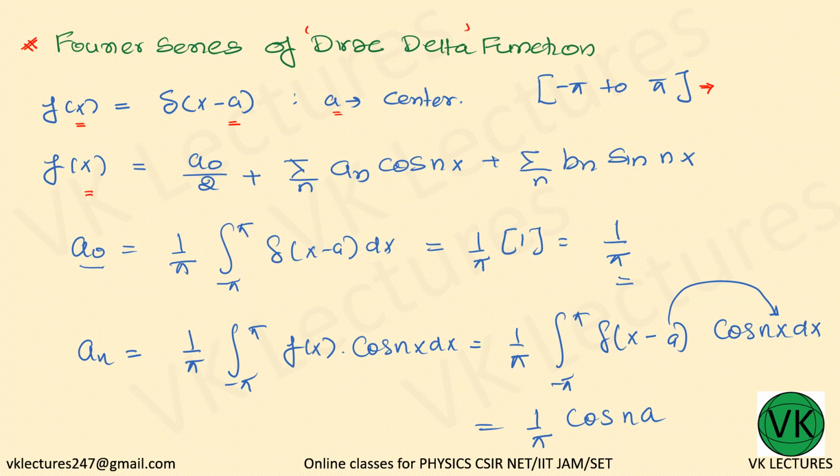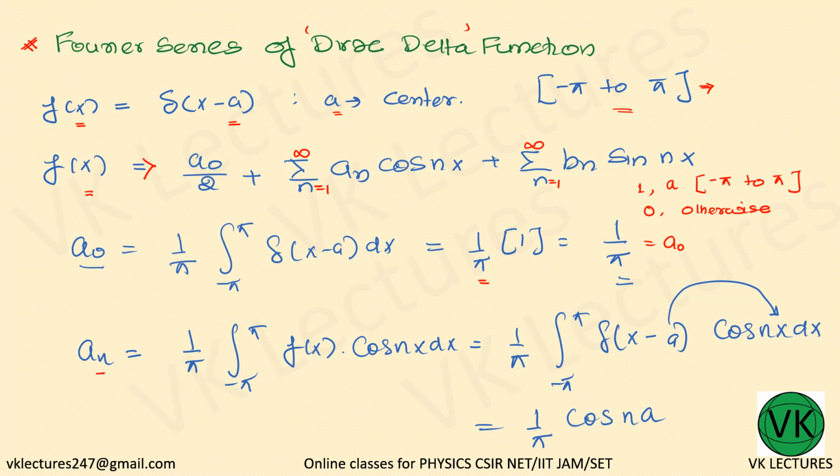In that case f of x can be written in the Fourier series as a naught by 2 plus sum over n equal to 1 to infinity an cos nx plus sum over n equal to 1 to infinity bn sin nx, while a naught equals 1 by pi integral from minus pi to pi delta of x minus a dx, that is equal to 1 by pi into 1, and this will be equal to 1 when the center a lies between minus pi to pi, and the value will be equal to 0 otherwise. So for the Fourier series defined in the range minus pi to pi, a naught equals 1 by pi.